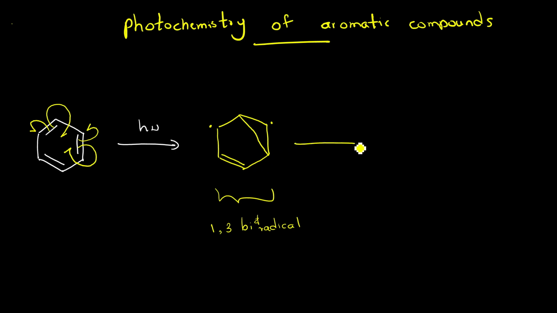Now the next step is the formation of a new bond from these two radicals. These two radicals are going to come together to form a new bond between this carbon and this carbon. I'm going to draw the final structure.